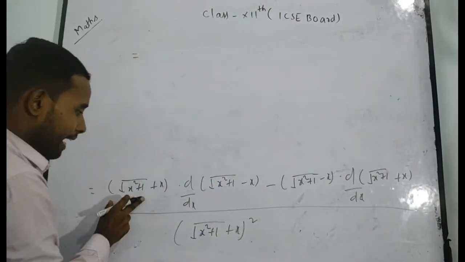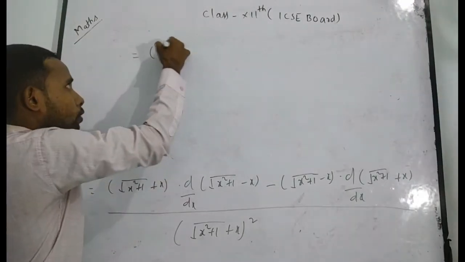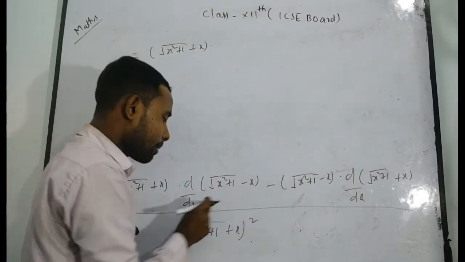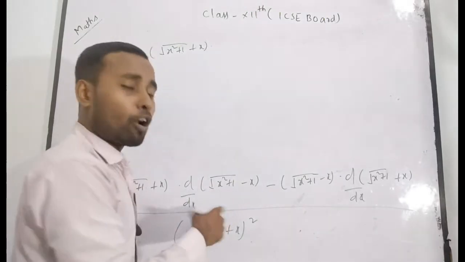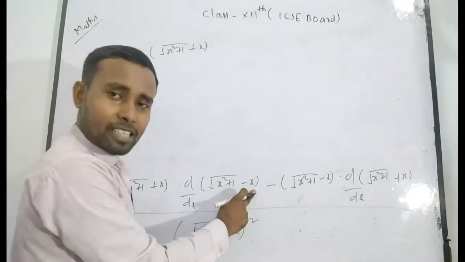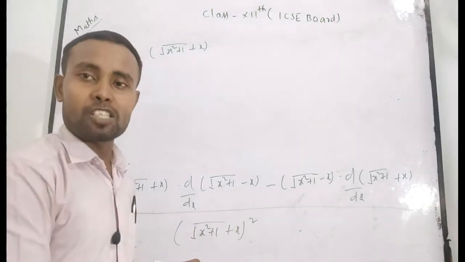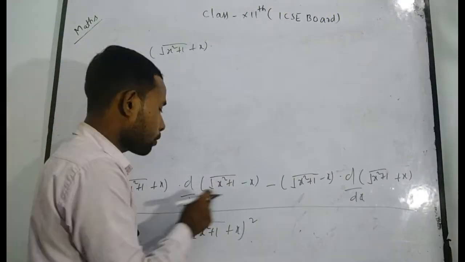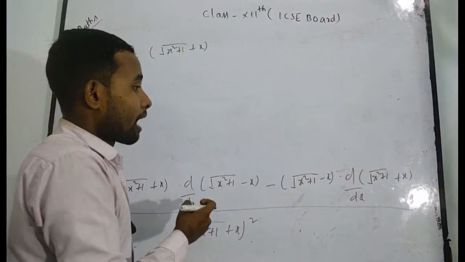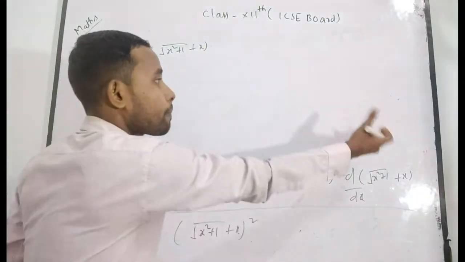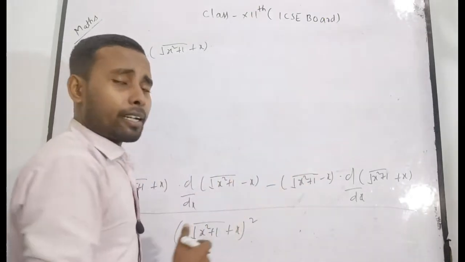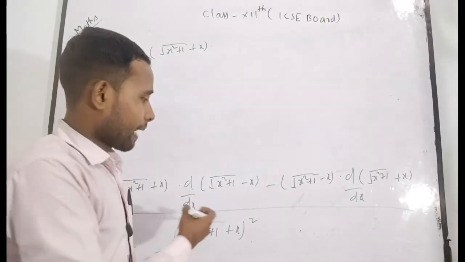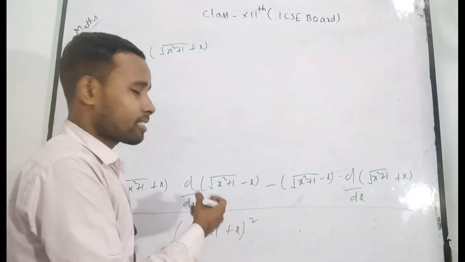Take the equality, and first take this term outside: root under x square plus 1 plus x, into the derivative of the other term. Can you differentiate this term with respect to x? No, this term cannot be differentiated directly. So differentiate this term with respect to x. Yes, this can be differentiated because the derivative of x with respect to x is 1. But how can you differentiate root under x square plus 1 with respect to x? Either write a step here, or write it on rough paper, or do it orally, because you have done a lot of practice problems. Now I want to explain it so that you can understand.